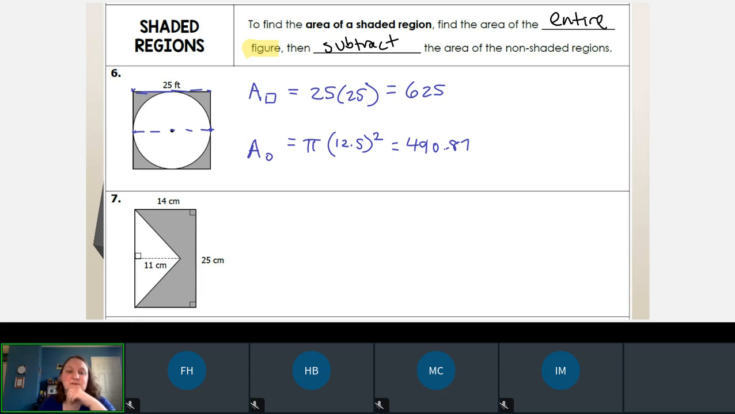So I have some students that say, well, do I subtract the square from the circle or the circle from the square? Here's really how you know if you did it wrong. If you have negative area, you subtracted wrong. You should never have a negative area.